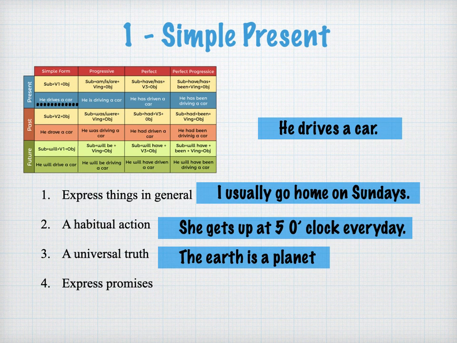Now, simple present is usually used to express things in general. I usually go home on Sundays. It is also used to indicate habitual action. She gets up at 5 o'clock every day. So that is a regular kind of routine, something that happens every day, something like a habit. Again, simple present is also used to denote a universal truth. The earth is a planet. Again, to express promises, apologies, etc. For example, I promise. A sentence that begins with I promise, I apologize. So all these sentences will come under the category of simple present.